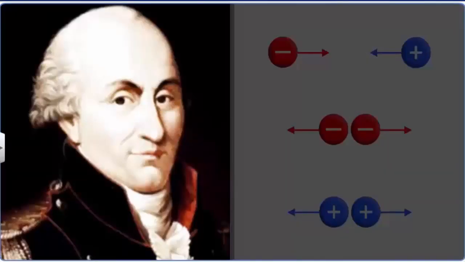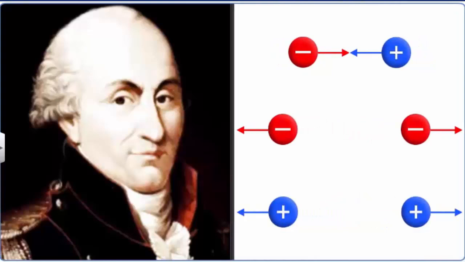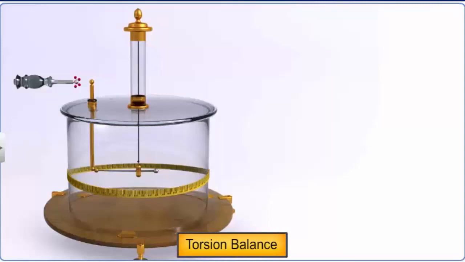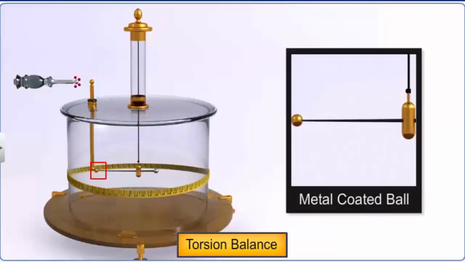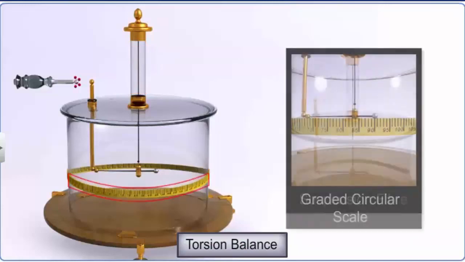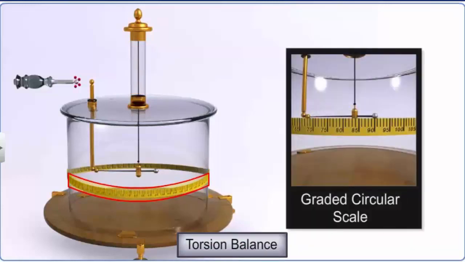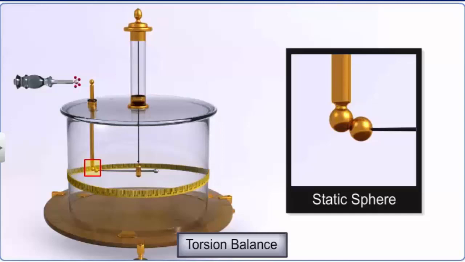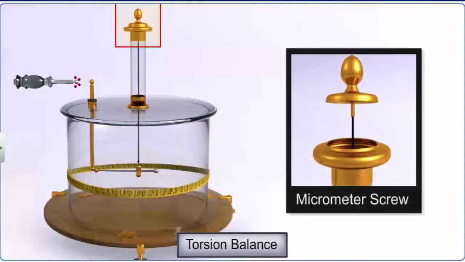Coulomb's law, stated by Charles Coulomb, a French physicist, gives the electrostatic force of attraction and repulsion between two charged particles. This law was defined after an extensive study of force between the charges using a torsion balance. A torsion balance has an insulating rod with a metal-coated ball at one end and a balancing sphere at the other. This rod is suspended with the help of a suspension fiber. The graded circular scale gives a measure of the displacement of the sphere due to repulsion. Another static sphere, which is identical in size to the metal-coated ball, is placed at the zero mark. A micrometer screw at the top helps adjust the distance between the free and rotating spheres.